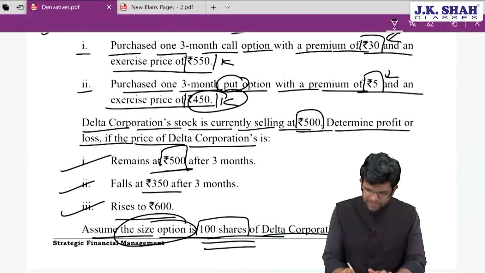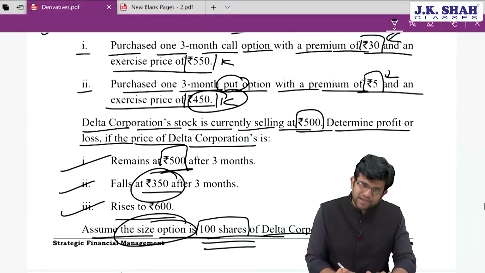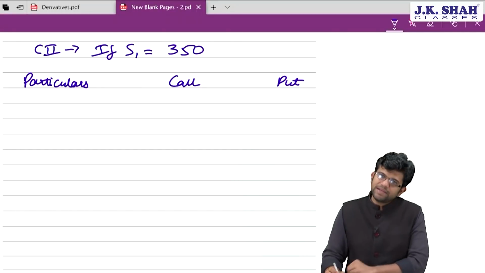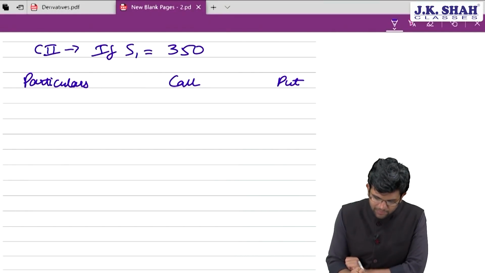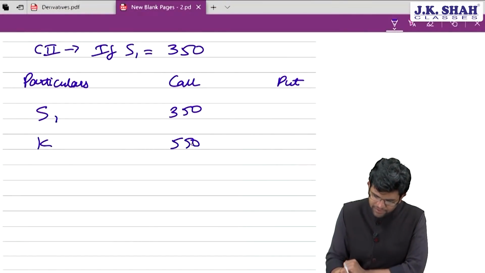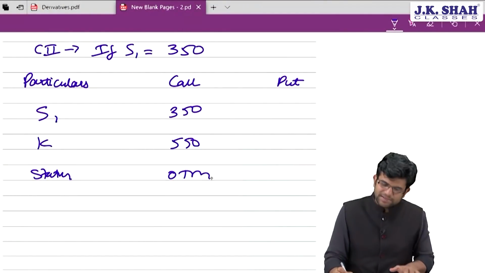Next case, what are they saying, students? What if the S1 touches 350 in 3 months? So students, case 2, if the S1 is 350 in 3 months, tell me what is S1 for call? 350. What is K for the call? The K is 550, correct? So I'll write down 550. The status of the option obviously is out of money since the S1 is less than K.